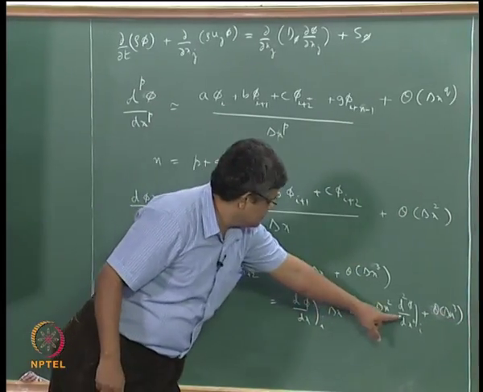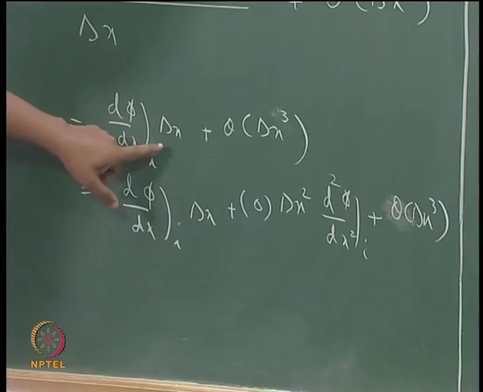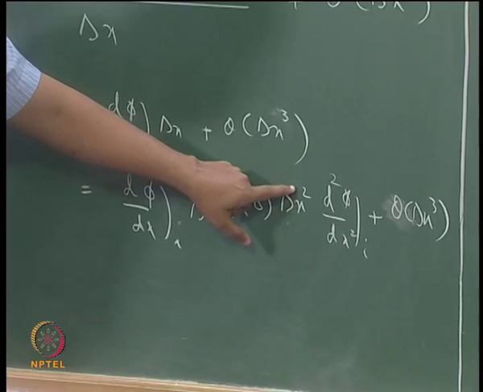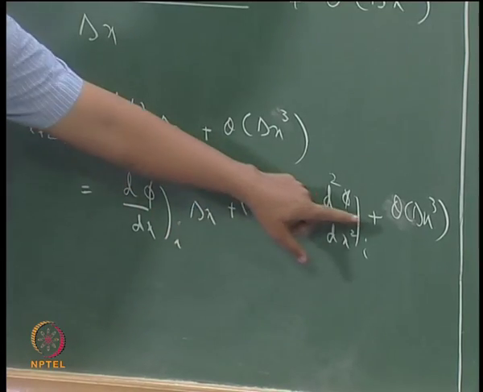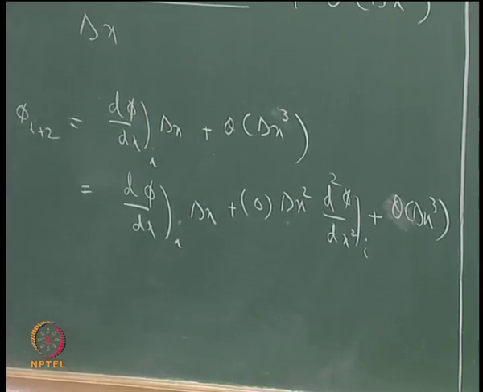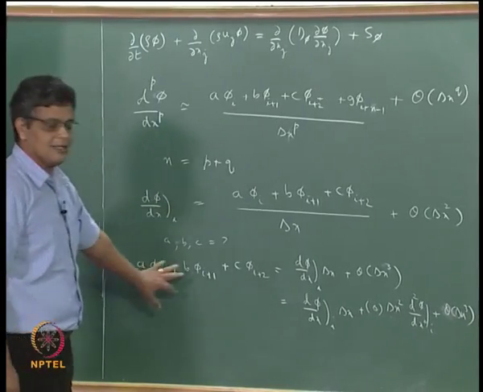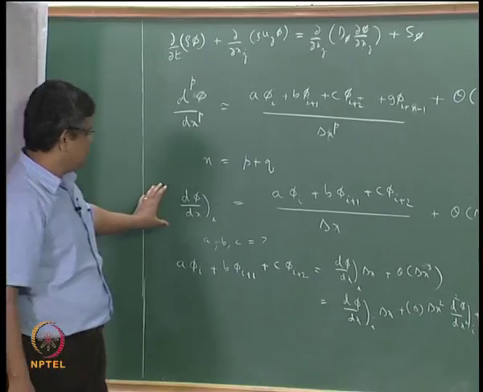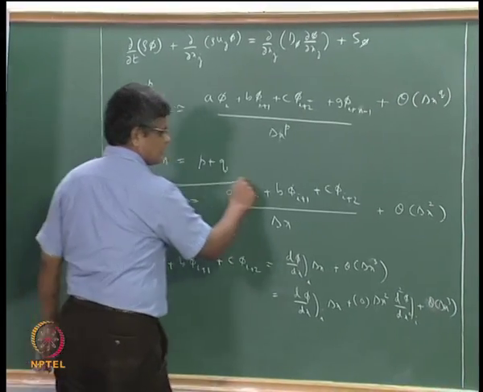Okay, so by this we are saying you have a delta x term of the order of delta x, which is here, and any terms with delta x square will be 0 and delta x cube terms will be non-zero. So this is what this expression actually means.